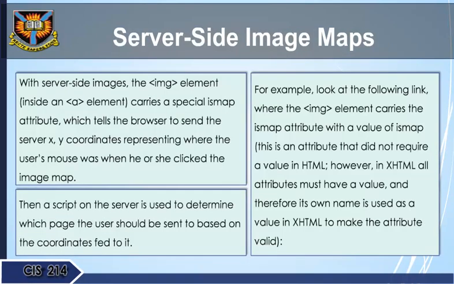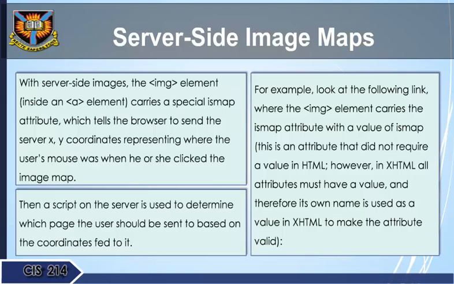Server-side image maps. With server-side images, the img element inside an a element carries a special ismap attribute, which tells the browser to send the server the XY coordinates representing where the user's mouse was when he or she clicked the image map. Then a script on the server is used to determine which page the user should be sent to based on the coordinates fed to it.